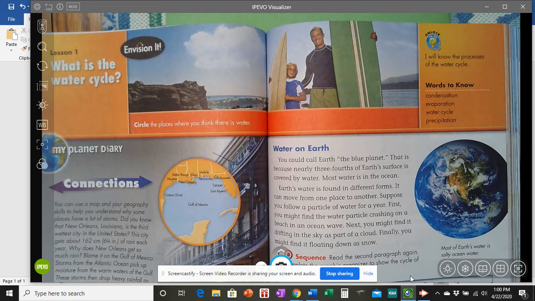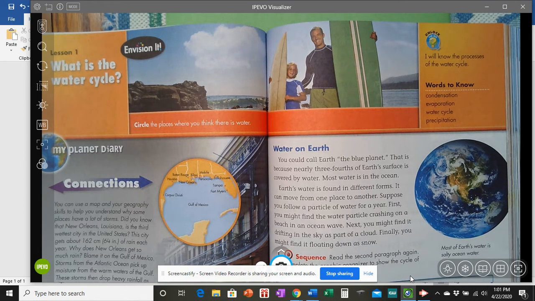Suppose you follow a particle of water for a year. First, you might find the water particle crashing on a beach in an ocean wave. Next, you might find it drifting in the sky as part of a cloud. Finally, you might find it floating down as snow.